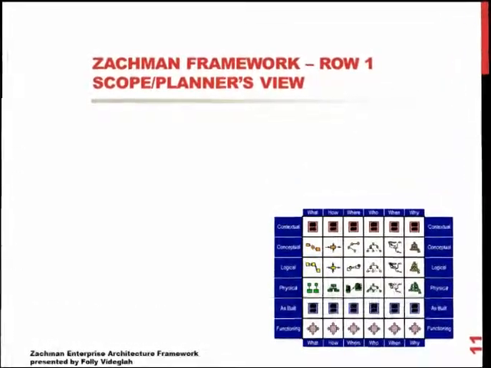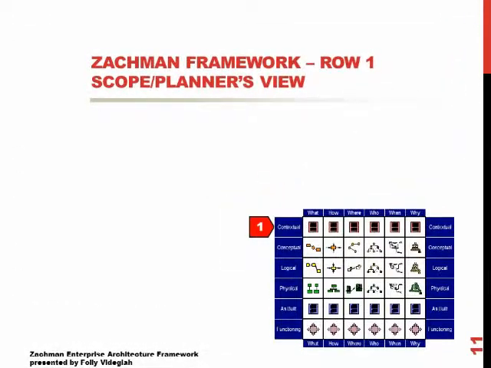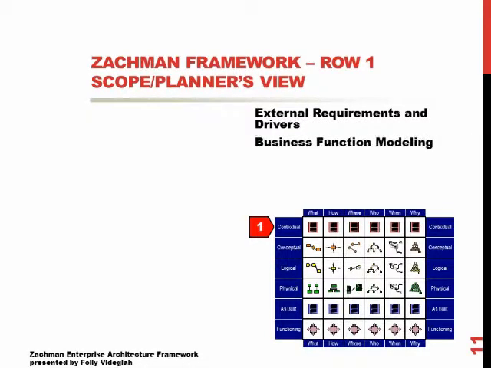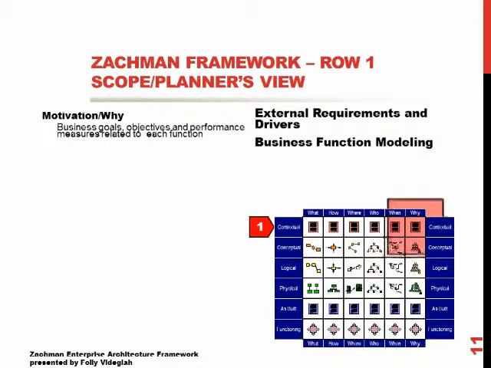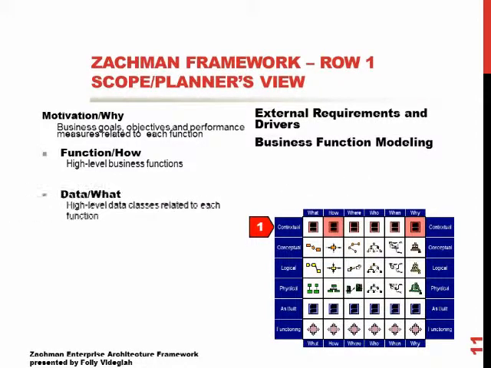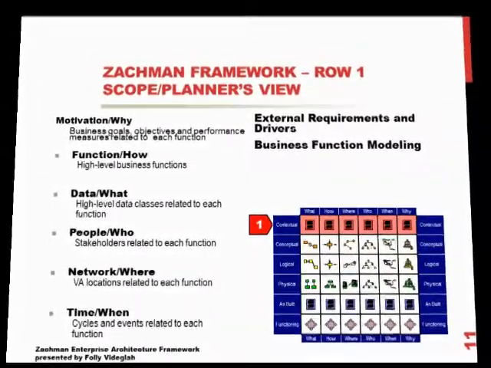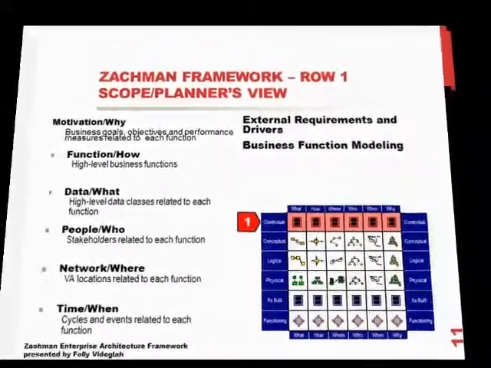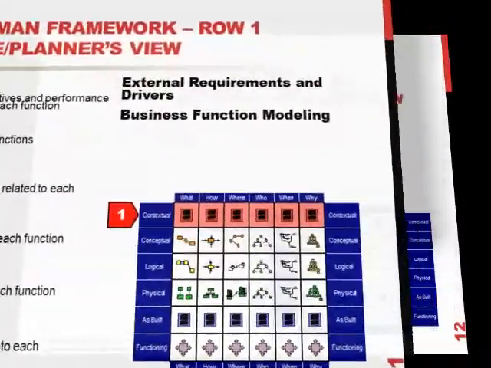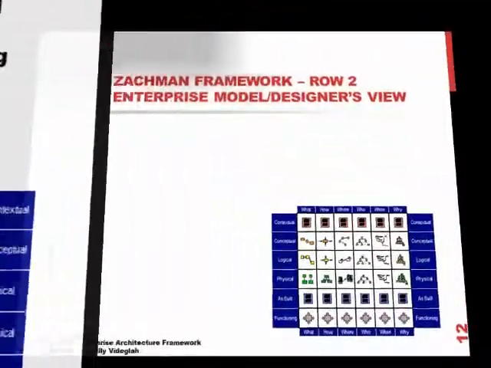Zachman Framework Row 1, Scope, Planner View. You need the external requirement drivers and the business function model. And the data, what; how it is going to be used; the people who are going to use it; where, how we are going to do that, the network; and how we are going to display the time, when. All that comes in the one row as the requirement driver and the business function model.